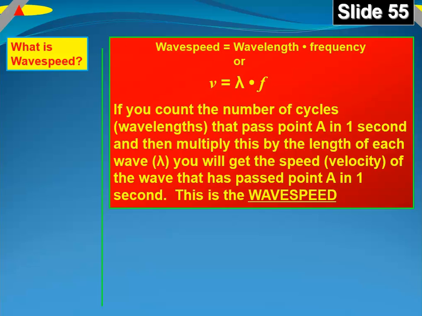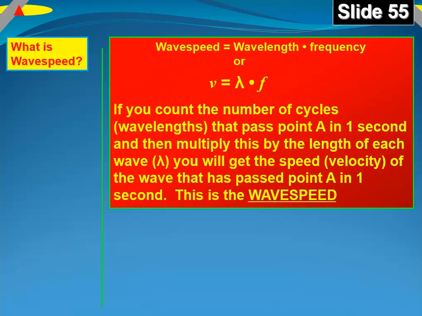Okay, except for that period-frequency equation, this is really the only equation that's used in wave speed. And what it says is this: the wave speed equals the wavelength times the frequency. So wave speed, we're abbreviating with the letter V, so think of it as velocity. Speed, velocity in this case, we're going to treat the same.